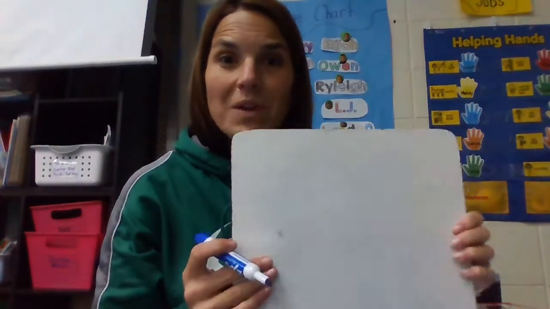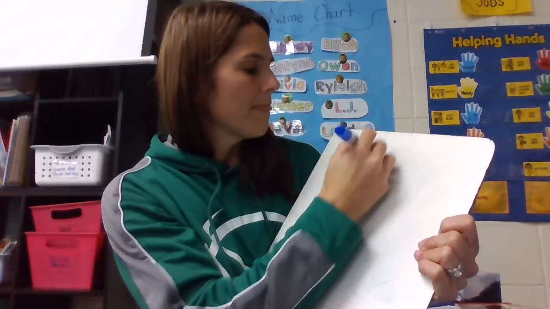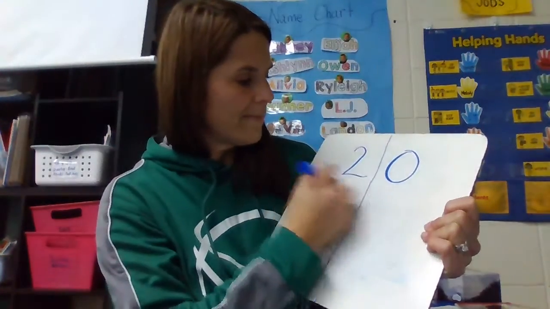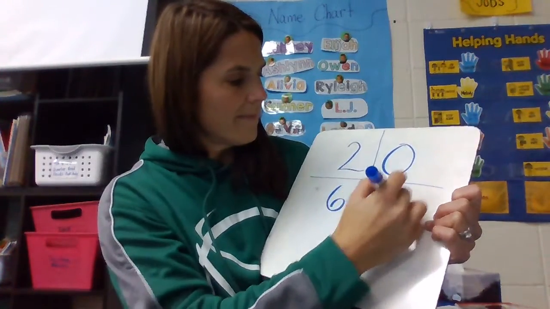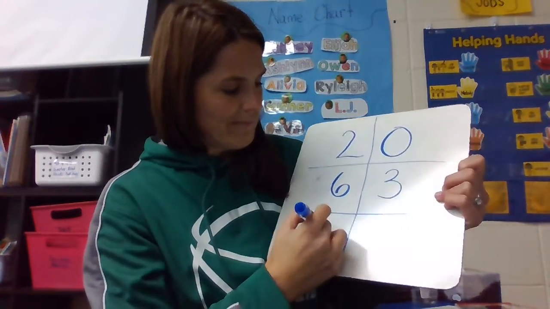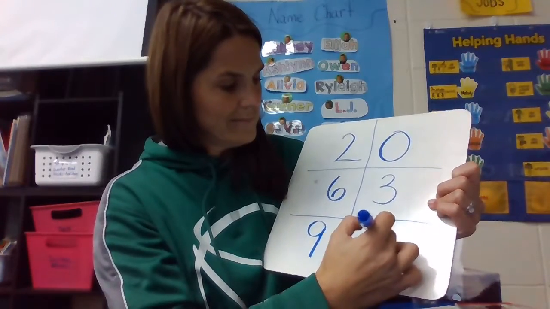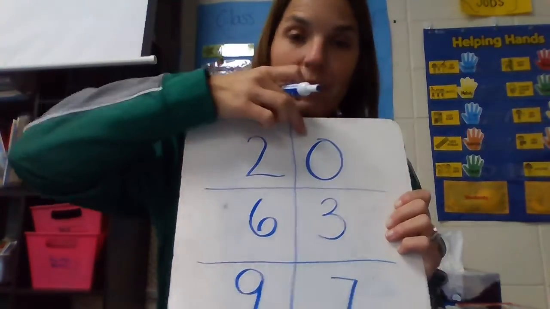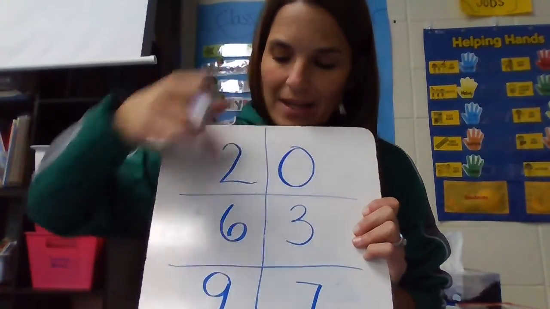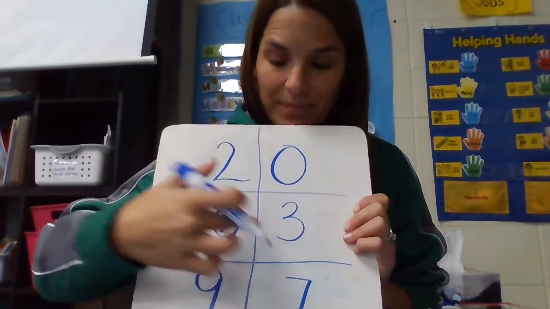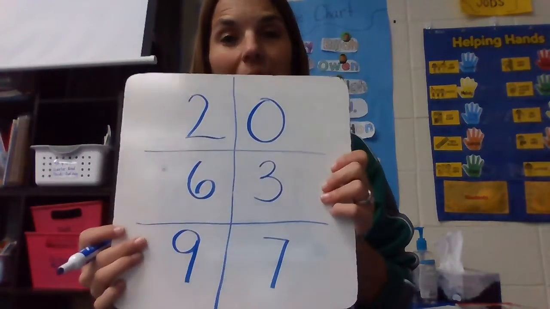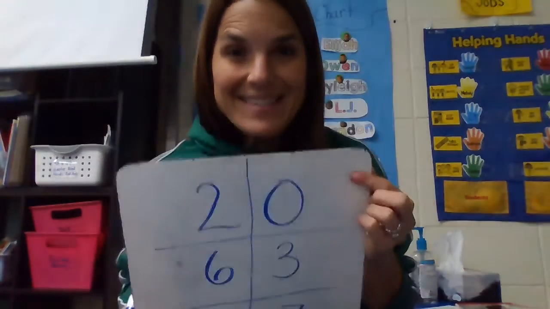And now I'm going to write down some more numbers. And this time, I want you to tell me which numbers are less. So we have 2 and 0. Which number is less? Not as many. 6 and 3, and 9 and 7. So look at those numbers. Tell your parents which one are less.